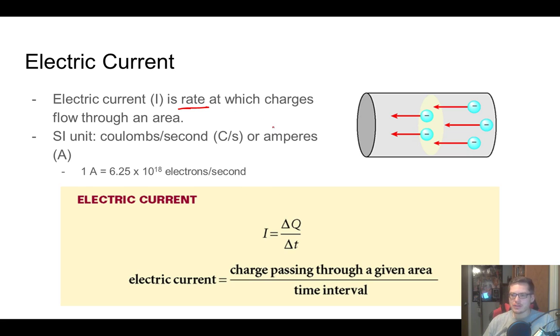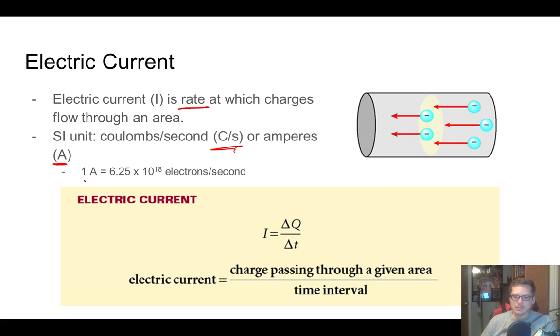All right, so electric current. Just imagine these electrons are flowing through this pipe, and we've got this little lighter shade area here, and that's the part we're counting. So we're asking how many coulombs are passing through this area per second, or coulombs per second? You'll also see these rated as amps, or amperes. The SI unit for current is the ampere, if you hear about amperage and stuff like that.